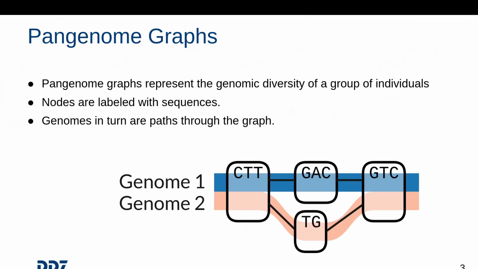What are pangenome graphs? You can see a pangenome graph in this picture. Basically, they represent the genomic diversity of a group of individuals, most often a species or a clade. And we have these nodes that are labeled with sequences and genomes that are represented as paths through the graph. And edges connect nodes that are also connected by a path.